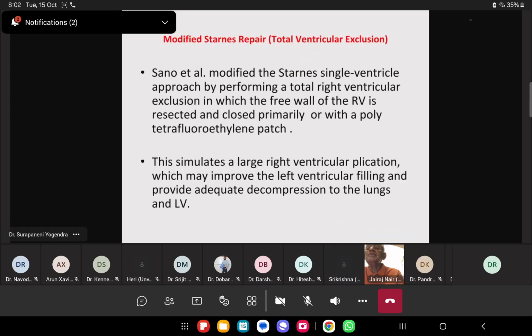Modified Starnes approach, total ventricular exclusion. Sano et al. modified the Starnes single ventricular approach by performing a total right ventricular exclusion in which the free wall of the RV is resected and closed primarily with a polytetrafluoroethylene patch. This is right ventricular plication, which may improve left ventricular filling and provide adequate decompression to the lungs and LV.